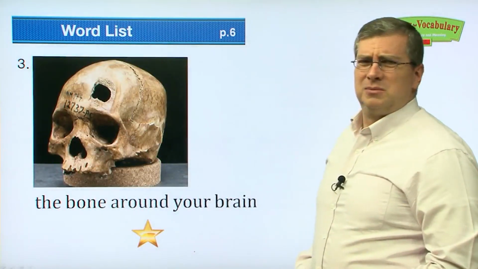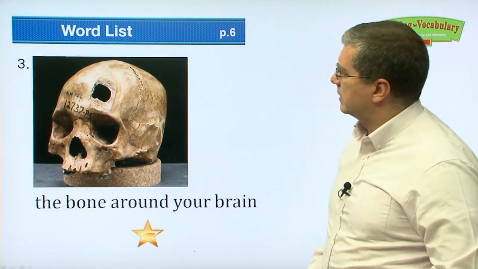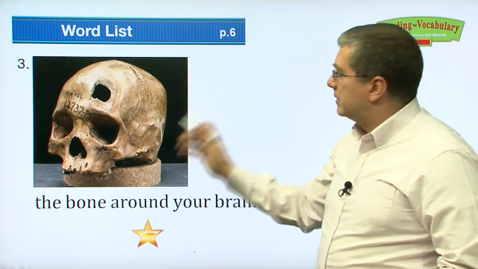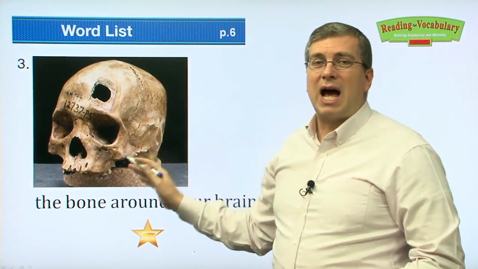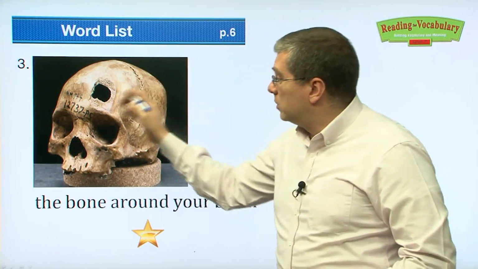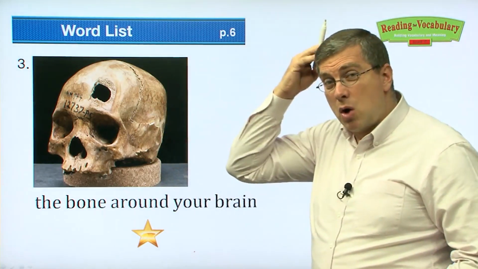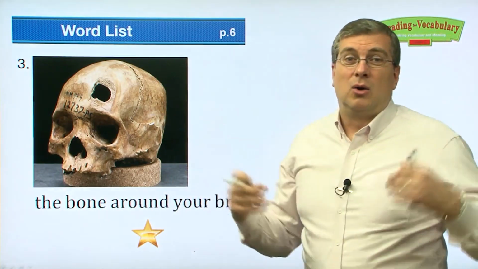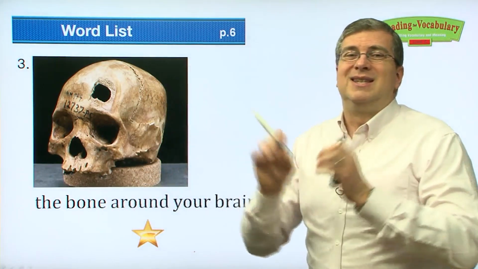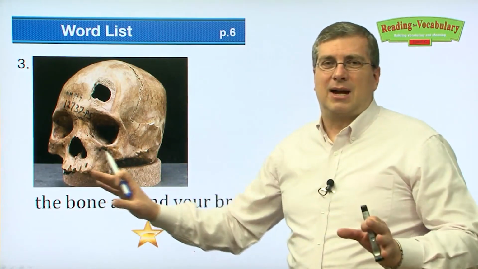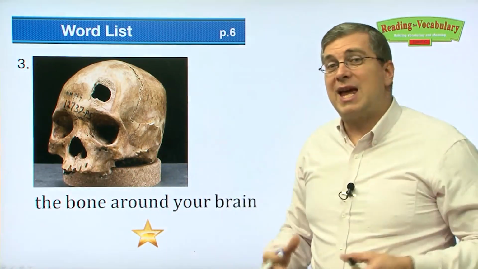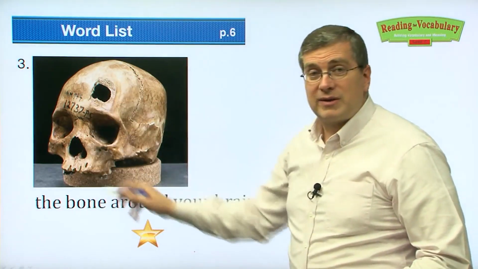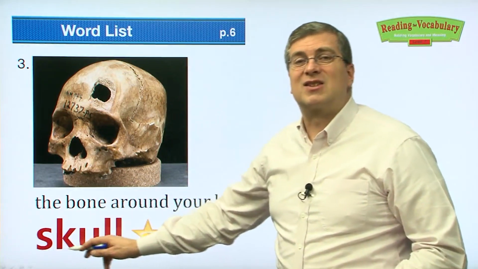Next one. Ooh, what's this? This looks very old, doesn't it? This, of course, is the bone around your brain. This is a person's head, someone who died a long time ago. The only thing that's left is the bone. Bones last for a long time. Skin, hair, organs, those things dissolve and they go away after somebody dies. But the bone stays for a long time. So the bone around your brain, what do we call this bone? We call this bone a skull.